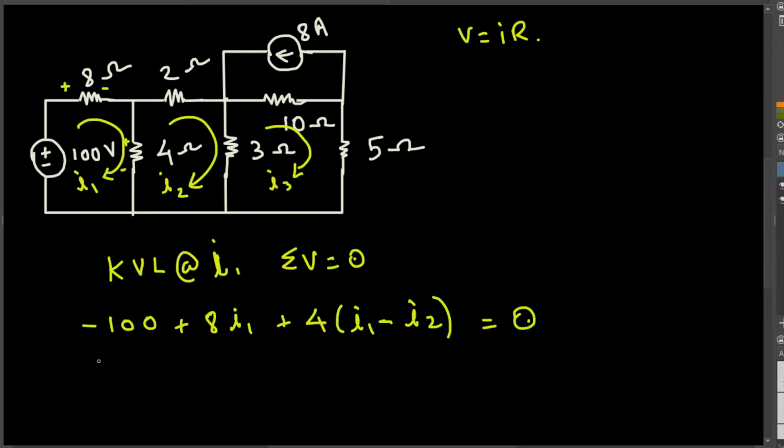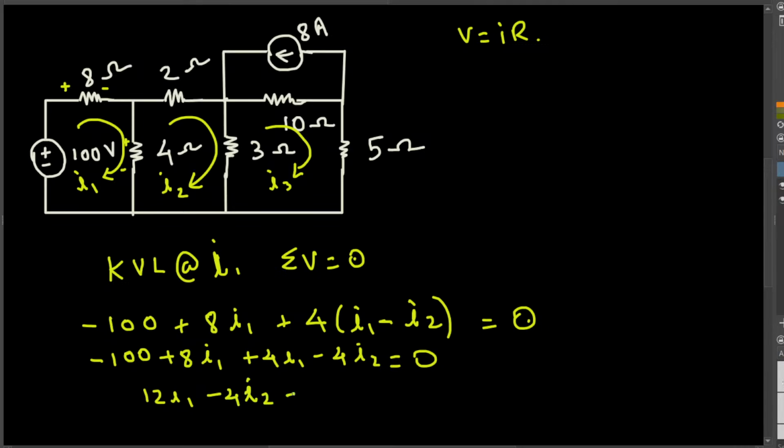And if I simplify this one, this is going to be minus 100 plus 8I1 plus 4I1 minus 4I2 is equal to 0. And let's add the like terms. So this is going to be 8 plus 4, that's 12I1, 12I1 minus 4I2, that's equal to 100. This is my equation number 1.